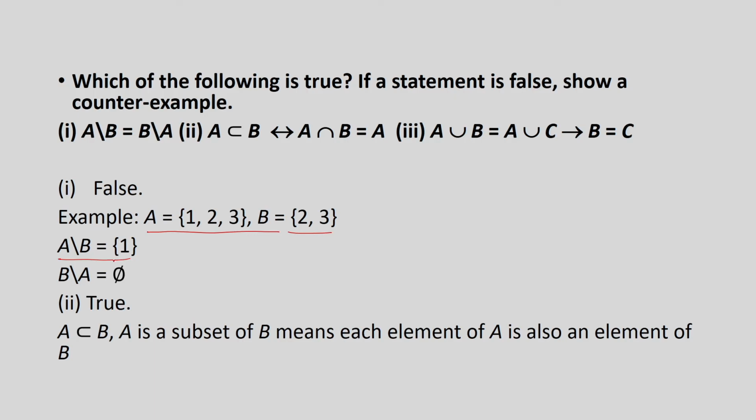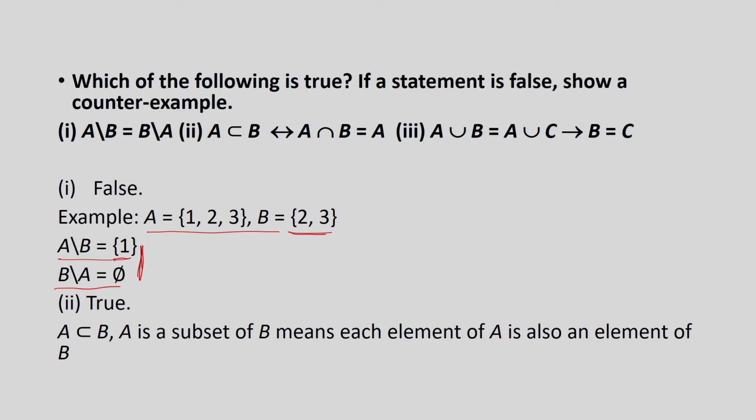So, this will only leave us with one element, that is 1, and B minus A, if we take B which is 2, 3, from that if we take elements of A, that is 1, 2, 3, we can see that all the elements of B are there in A also. So, there is no element in B minus A. So, it is a null set, and as you can see these two are not equal. A minus B is not equal to B minus A. So, that is why the statement was not correct.